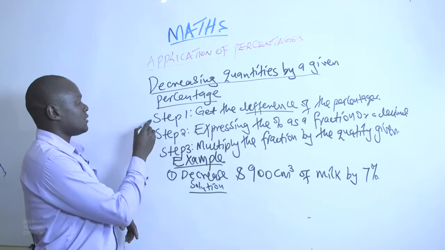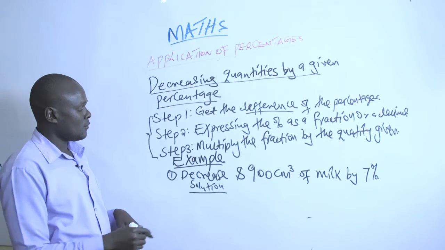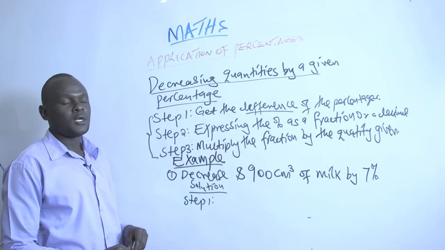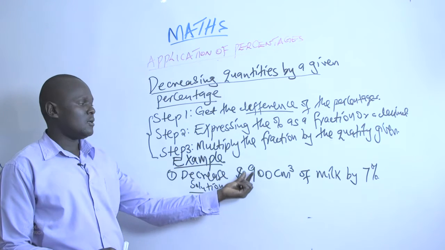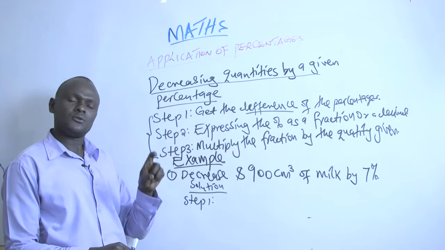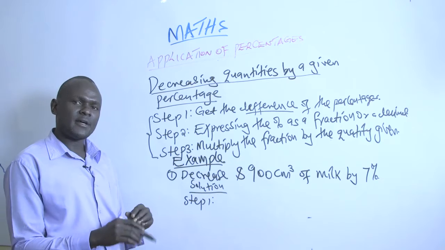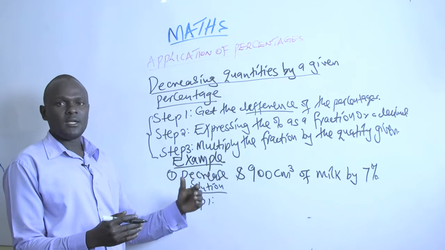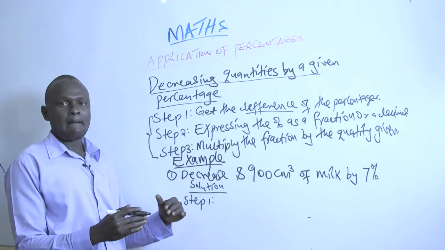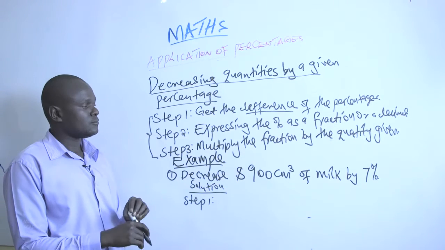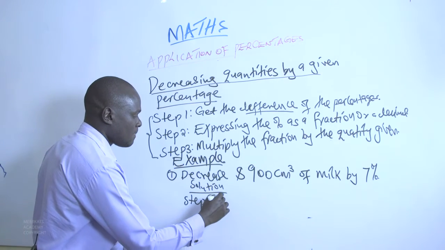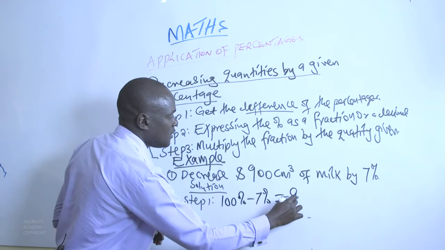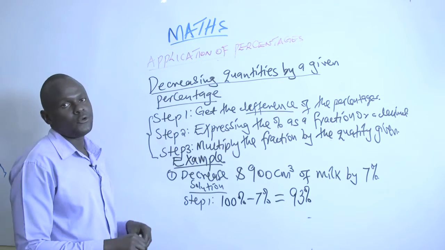We'll apply these particular steps that we have learned up here. Our step number 1 requires us to get the difference, because we assume that this 8,900 cubic centimeters of milk is equal to 100%. So we want to get a percentage lower than that, so that at the end of it all, the amount of milk that we are going to have will be much less than this. So this will be 100% minus 7%, which will give us 93%. This is the new percentage that we are going to use.